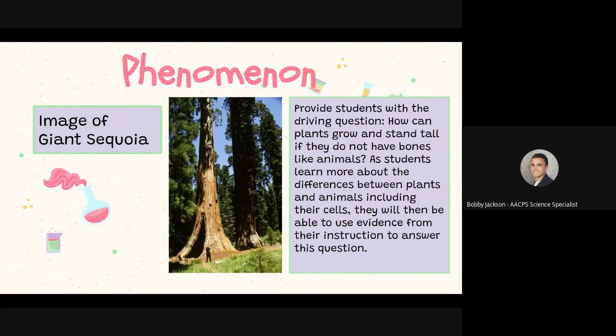In our curriculum, we have a phenomena for this standard. You should show an image of this giant sequoia. When you show this image to students, provide them with the driving question, how can plants grow and stand tall if they do not have bones like animals? As students learn more about the differences between plants and animals, including their cells, they will then be able to use evidence from their instruction to answer this driving question.